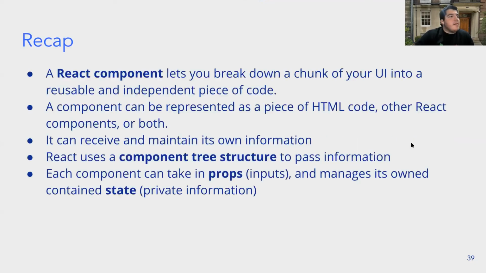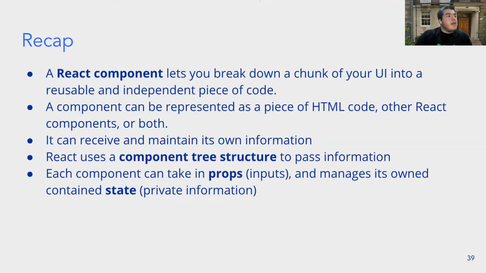So let's recap what we've talked about so far. We introduced this idea of a component. A component lets you break down a chunk or piece of your UI into a reusable and independent piece of code. So it's like little pieces of the puzzle that we can bring together. And it can be represented as HTML code, or a component can be made up of other components. As we saw, app is made up of the navbar component. It's also made up of the feed component. It also has the sidebar component, right? And it can be made up of both.